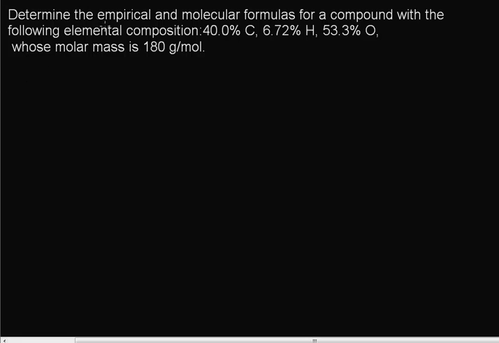So let's first calculate the empirical formula. Here you have the elemental composition, which is given as percentages. That means in 100 grams of compound there is 40 grams of carbon, 6.72 grams of hydrogen, and 53.3 grams of oxygen. So we can assume these as the mass in grams.